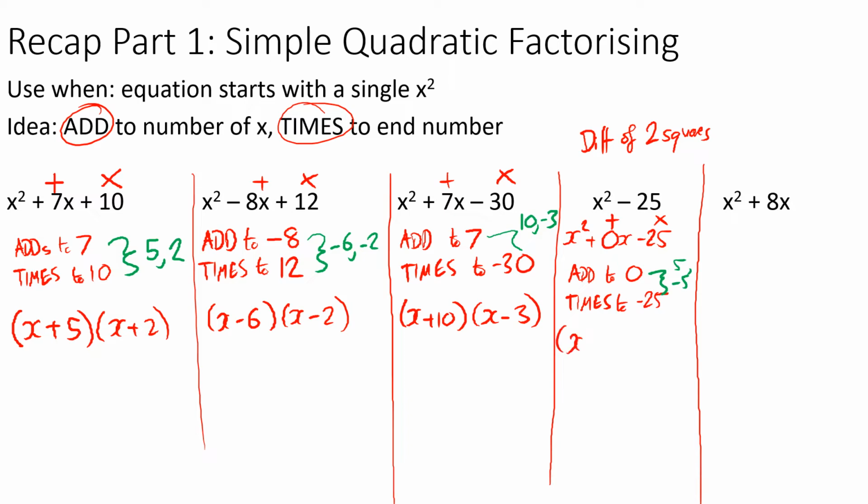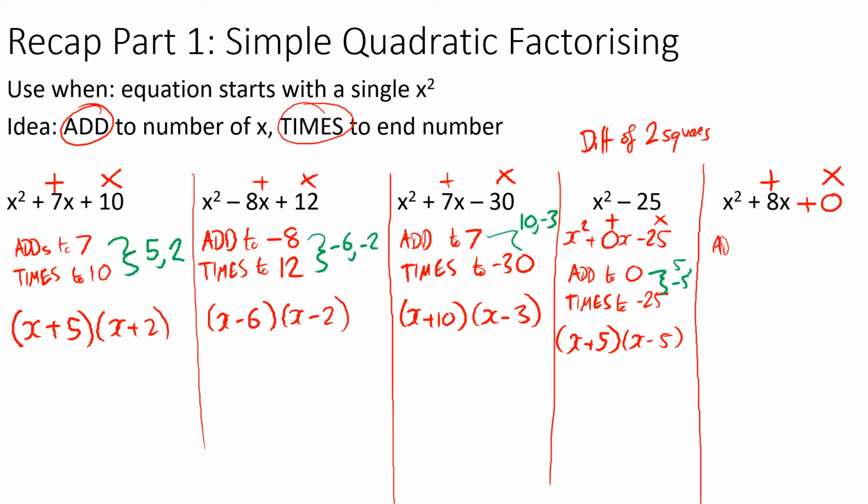However, you can sort of just recognize this is happening, that there's no number in the middle. You know it's going to be plus and minus the same number, and it's got to times to 25, so it must be 5 and minus 5. Either way. And in our last one, we have no number at the end, and people tend to go a bit mad on these once they've got used to the earlier types. We can still think about it in the add and multiply way.